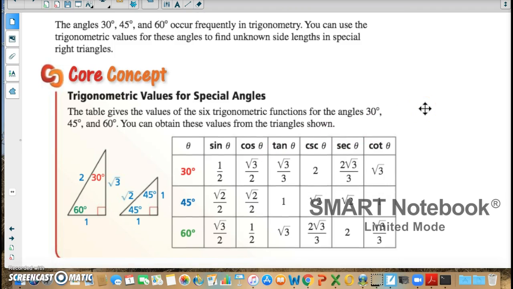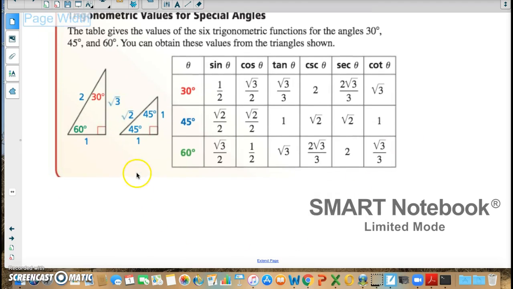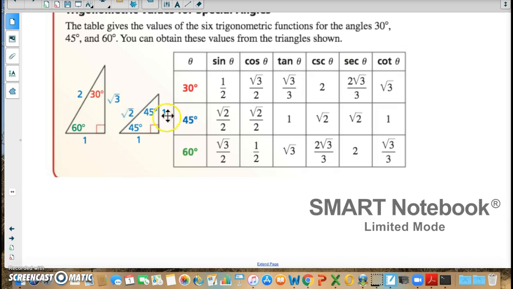Okay, so now we can memorize these special ratios. So for 30, okay, the sine is opposite over hypotenuse. That's where you get the 1/2. Pause now and follow this table.